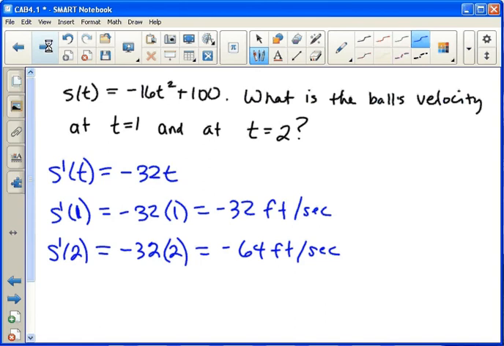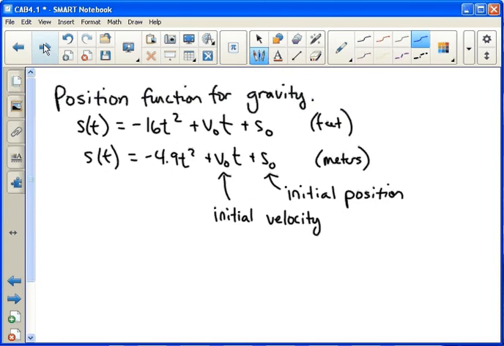So let's talk about these position functions. We've been using position functions so far in this lesson relating to gravity. We're going to stick with that today. If you're in my course, you don't have to memorize these as much as just recognize them and know that the negative 16 in front implies feet and the negative 4.9 in front implies meters. You also need to know what these mean.